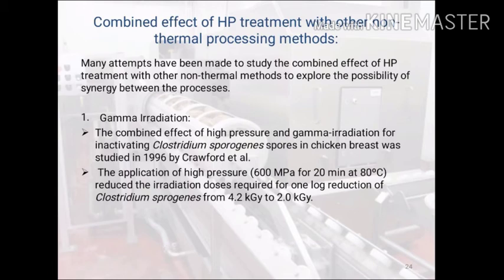The first one is the combined effect of this high pressure treatment with gamma radiation. The combined effect of high pressure and gamma radiation for inactivating Clostridium sporogenes spores in chicken breast was studied in 1996 by Crawford et al. In their study, it was found that the application of high pressure, that is 600 megapascal, for 20 minutes at 80 degrees Celsius reduced the radiation dose required for 1 log reduction of Clostridium sporogenes from 4.2 kGy to 2 kGy.